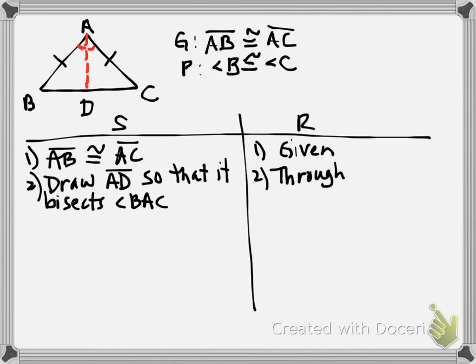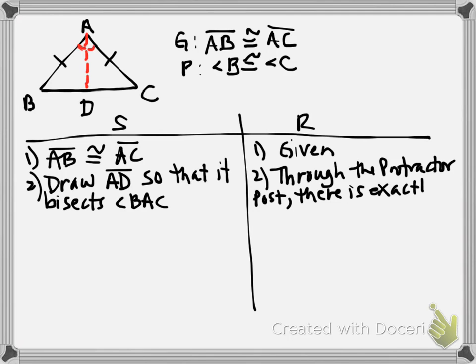Through the protractor postulate, there is exactly one ray that can bisect an angle. So we've asked this ray, AD, to bisect angle BAC, and there's only one ray that can meet that job. Okay? So that's how I use protractor postulate in this particular case.